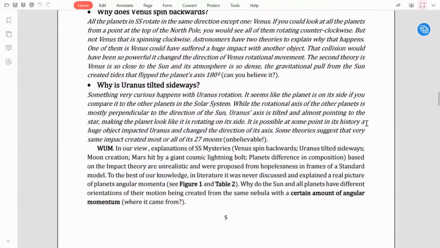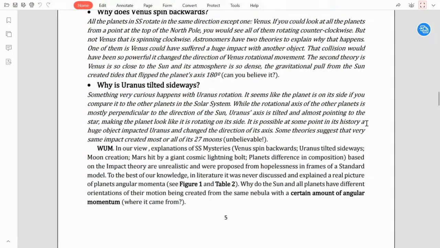Why is Uranus tilted sideways? Something very curious happens with Uranus' rotation. It seems like the planet is on its side if you compare it to the other planets in the solar system, while the rotational axis of the other planets is mostly perpendicular to the direction of the Sun. Uranus' axis is tilted and almost pointing to the star, making the planet look like it is rotating on its side.